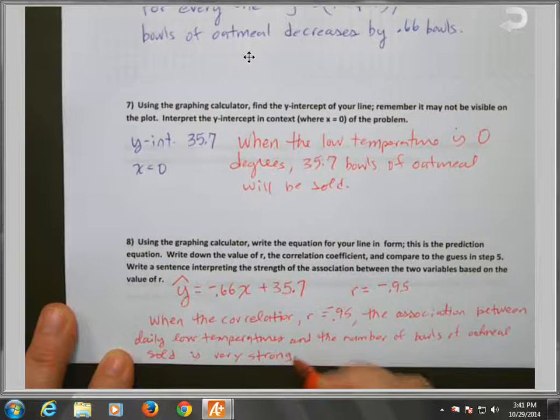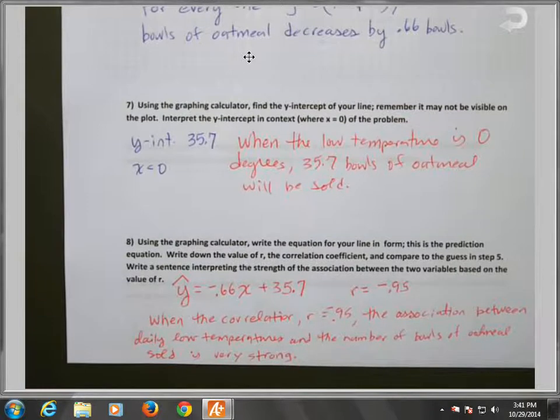Okay, so it may seem that we're saying the same things over and over again, but as you actually put this data in and make these interpretations yourself, you get a stronger and stronger understanding of the data and what all the parts of this correlation and the least square regression line mean.